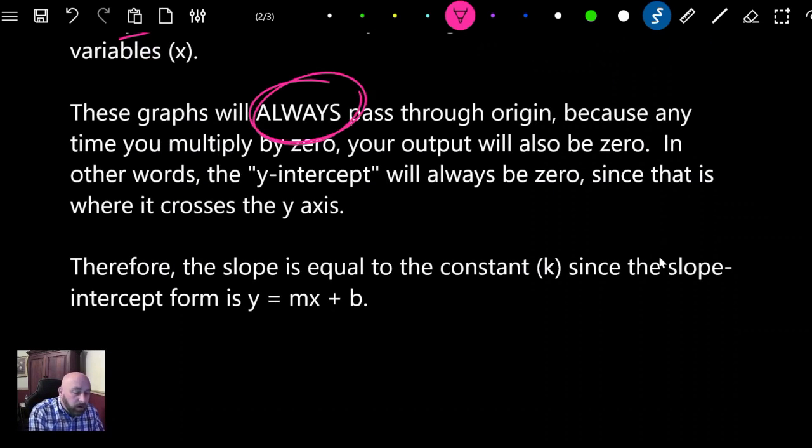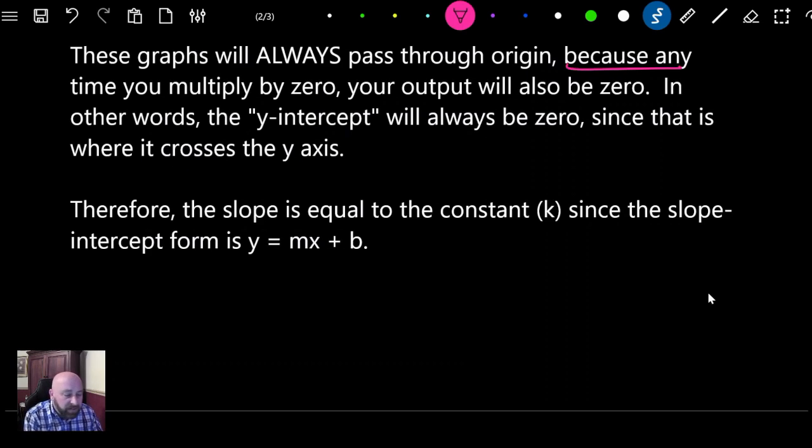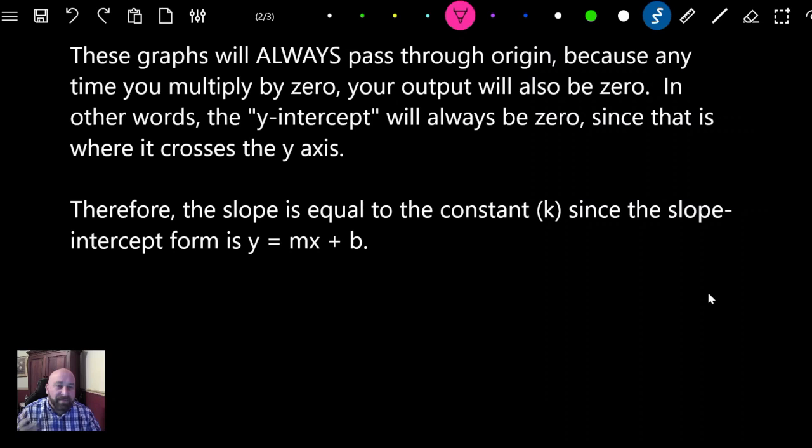Now, take a look at this. These graphs will always pass through origin. Now, let's talk about why. Because anytime you multiply by 0, your output will also be 0. In other words, it has to zero itself out. It's always going to pass through origin. Okay, now, because it does that, the y-intercept will always be 0.